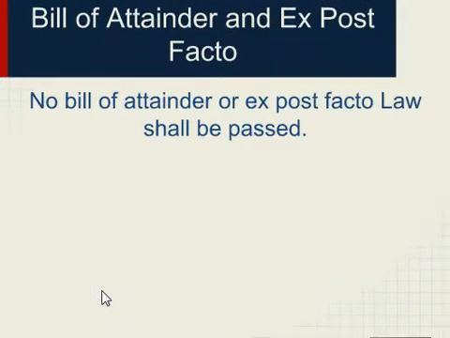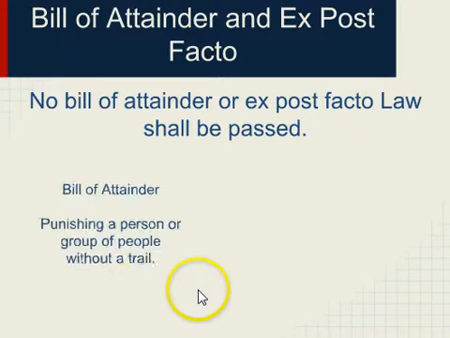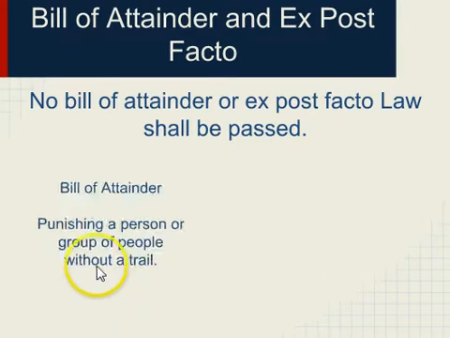No bill of attainder or ex post facto law shall be passed. Two more of your rights. The first big three rights that you get in the Constitution. A bill of attainder is saying or punishing a person or a group without a trial. We just can't go about punishing a single individual or a group of people because we don't like them without a trial. They have to do something illegal, basically, and we can't just put them in jail without a trial.